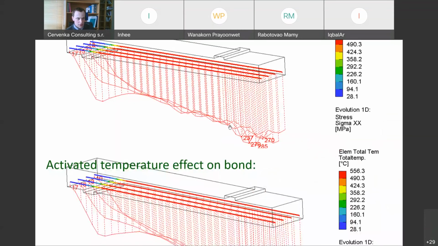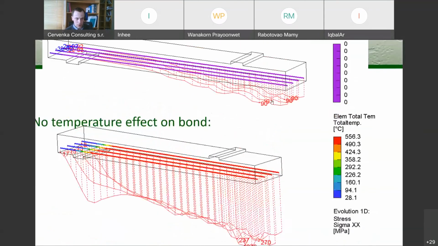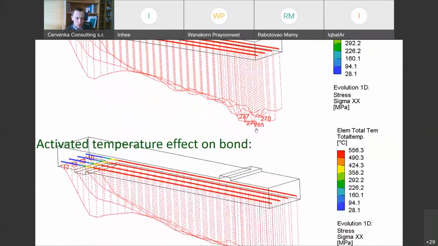Maybe to be more specific about this image, the colors in here indicate the temperature in the reinforcement. So the maximum temperature here is about 556 degrees C, and the distribution under the reinforcement shows the stress along the bar. So it increased from 90 megapascals to about 285 megapascals.